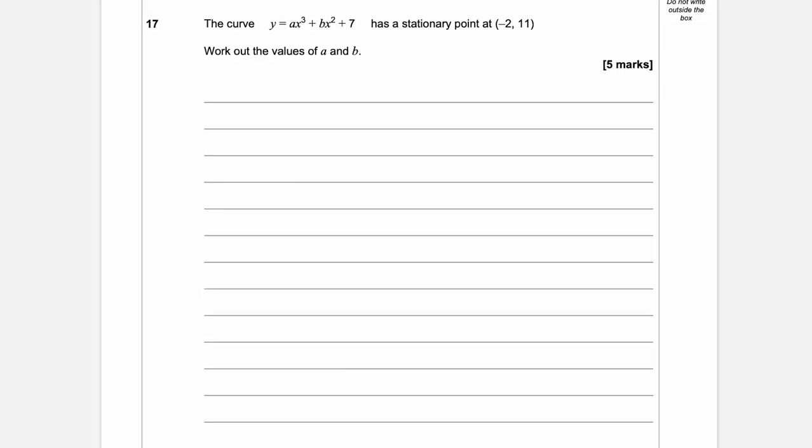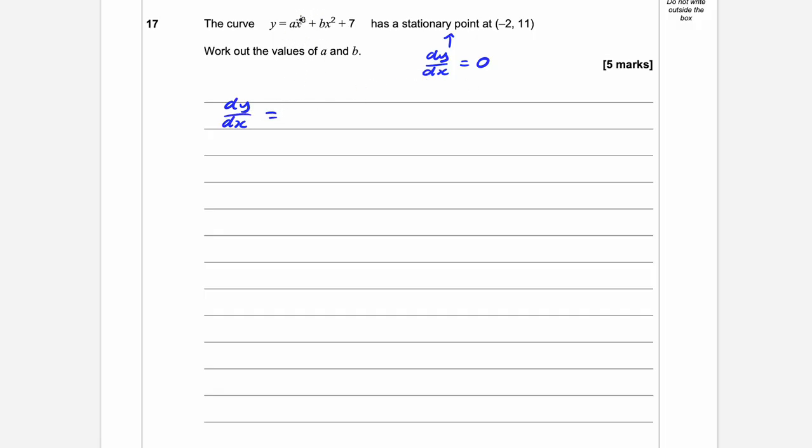Question 17. The curve y equals this has a stationary point at (-2, 11). Work out the values of a and b. Okay, so firstly, guys, stationary point, immediately you should just write this down: dy/dx equals 0. You probably get a point for that, even if you do nothing else. Maybe. Anyway, if dy/dx is 0 at the stationary point, let's get dy/dx.